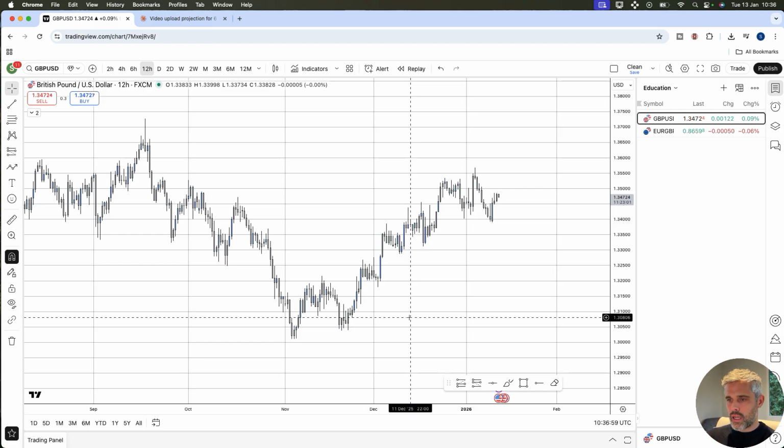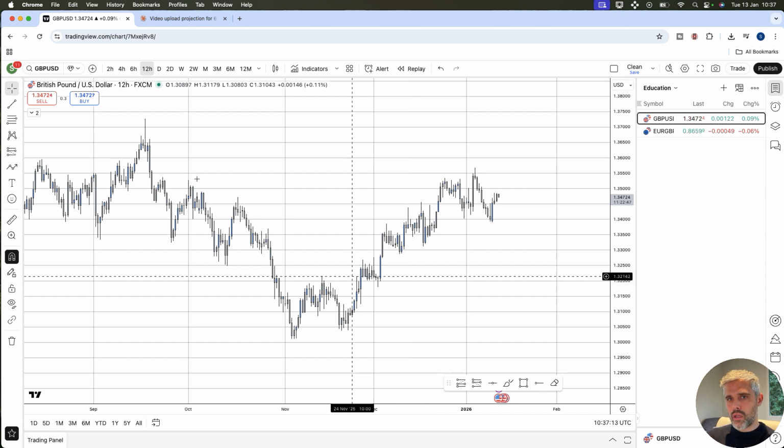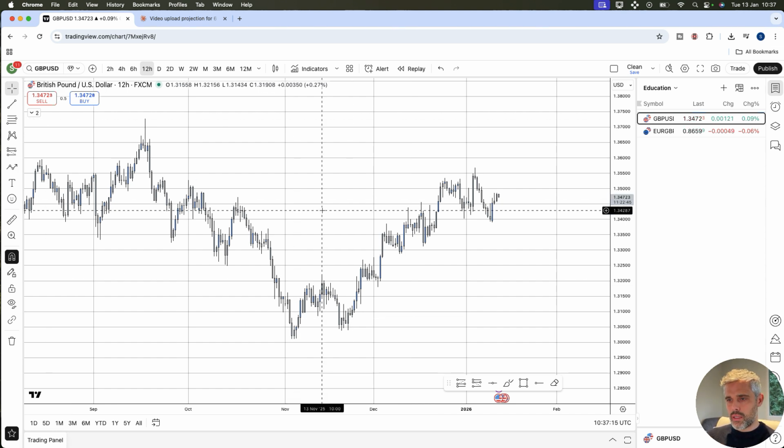So what I'm going to do today is introduce CRT, candle range theory. And this honestly changed my trading completely. And I'm hoping that it's going to give you a much stronger context around your trading that's going to do the same for you. We're looking at GBP USD.